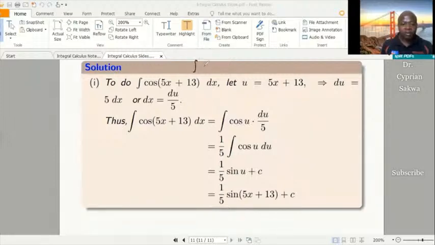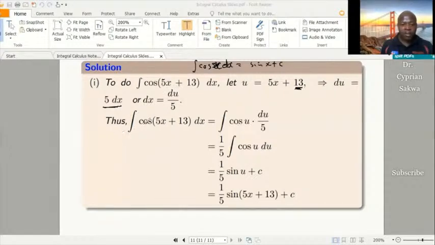We know that the integral of cos theta or cos x dx is sine x plus constant of integration. But what I have here is not x. So I equate it to u. So let u be 5x plus 13. And so on the left side, du equals 5dx. Remember that the derivative of a constant is 0. So the derivative of 13 is 0. The derivative of 5x will be 5dx. Now dividing through by 5, you get that dx equals du over 5.